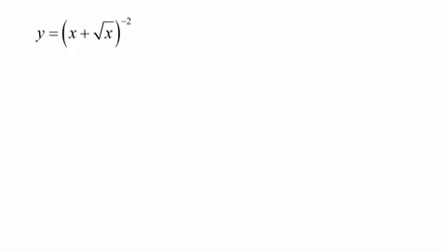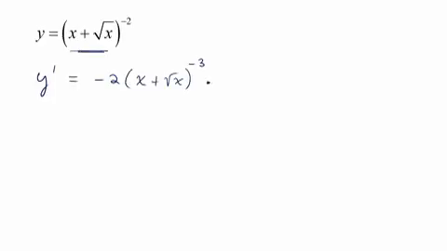Let's look at the first problem. We have y equals the quantity x plus root x to the negative 2. So to find y prime, using the chain rule, here we have a function to a power. So first step is differentiate the function to the negative 2. So differentiating, we get negative 2 times the function x plus root x, decrease exponent by 1, to the negative 3, and now we've got to go back inside and take the derivative of the function.